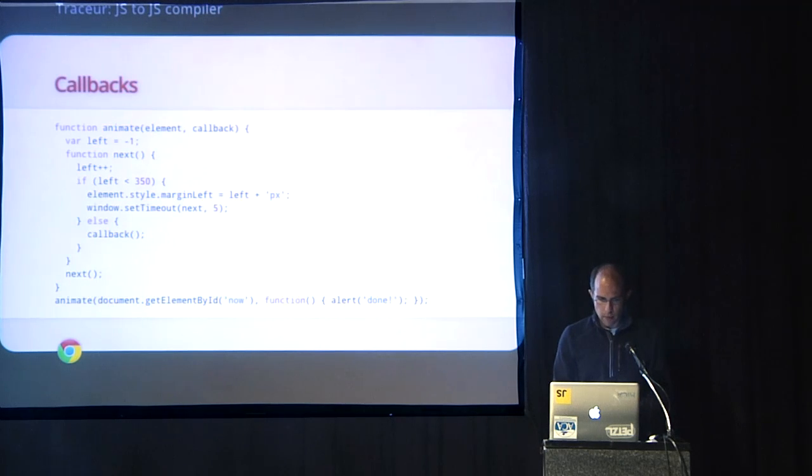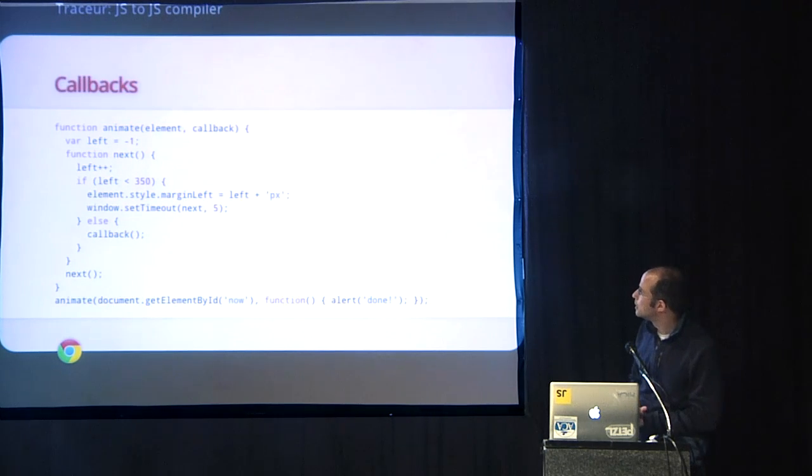So here's a piece of callback code. We've got an animate function. It takes an element, an HTML element. This is a browser scenario, obviously, and it takes a callback to say, hey, once this animation is finished, call this callback. What's actually happening here is we're just setting the style of the left margin of the element in a loop, and each time through the loop we wait for 5 milliseconds until we get to the left margin of 350, and then once we're done, we want to invoke the callback.